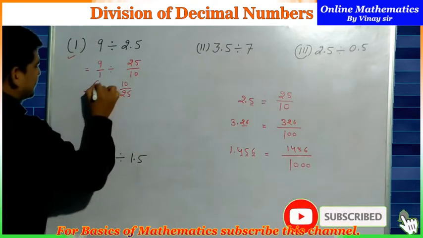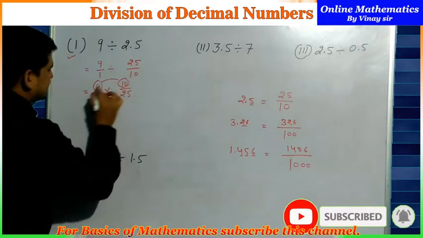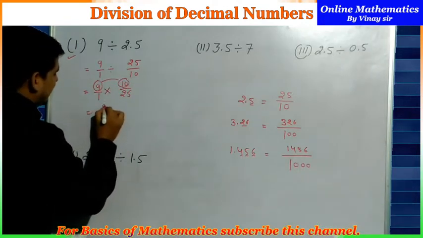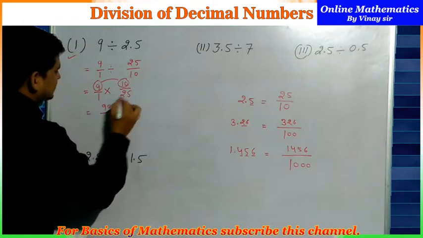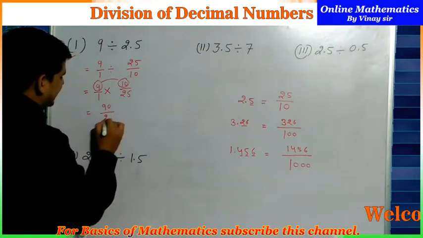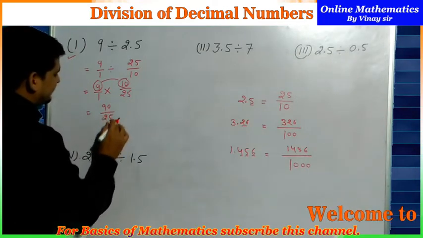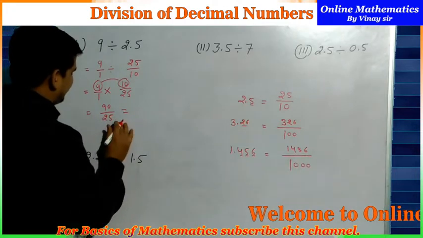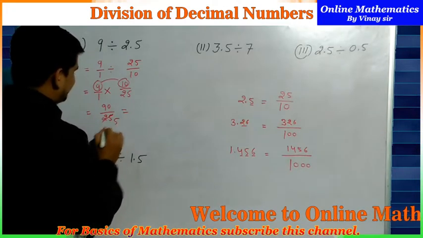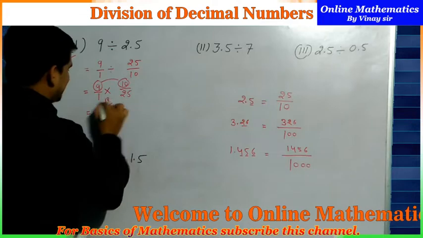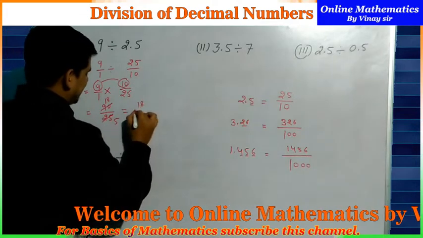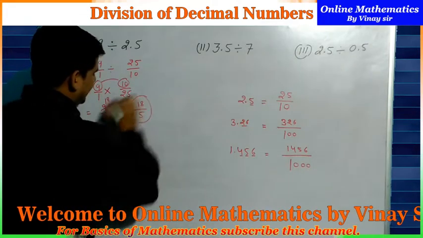Simply we have to multiply the numerators. So 9 tens are 90, and 1 multiplied by 25 gives 25. When we simplify this 90 upon 25, we get 5 fives are 25 and 5 eighteens are 90. So 18 upon 5 will be the answer.